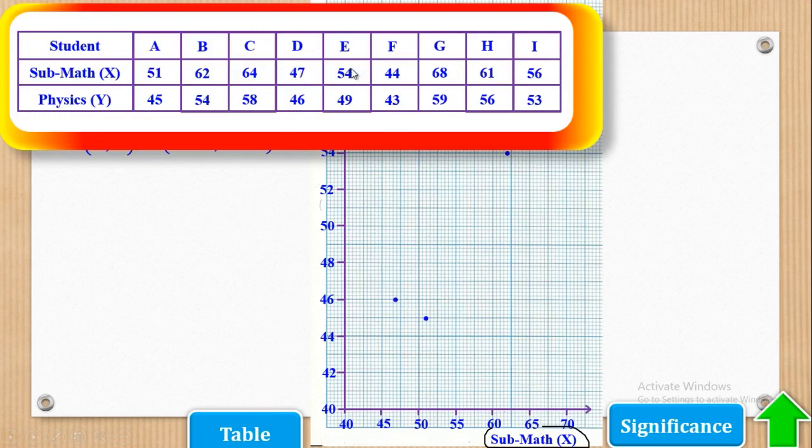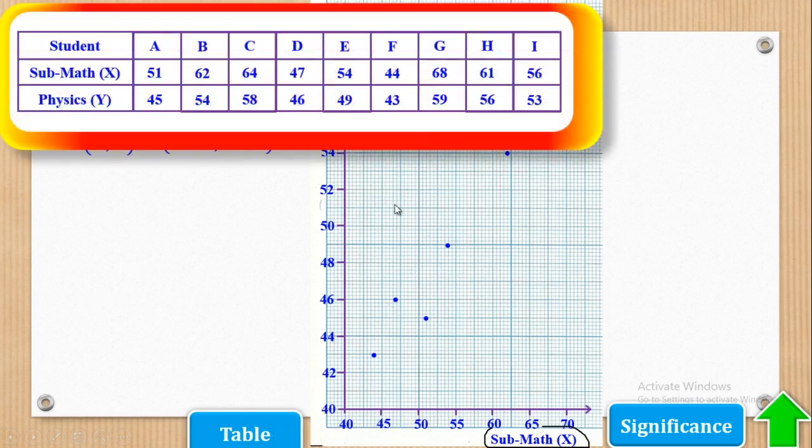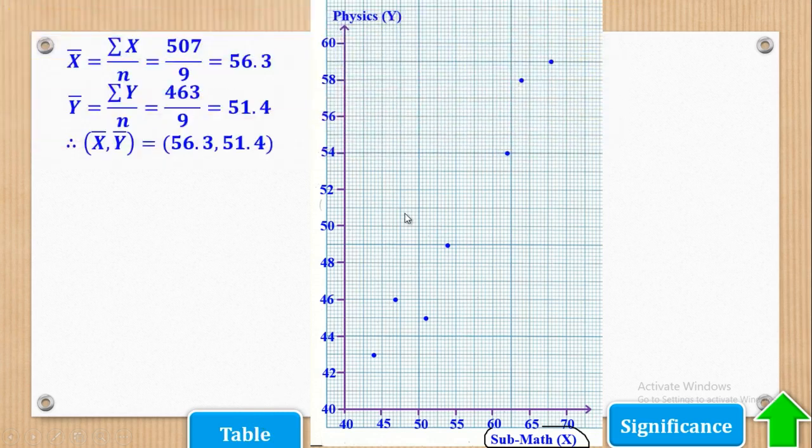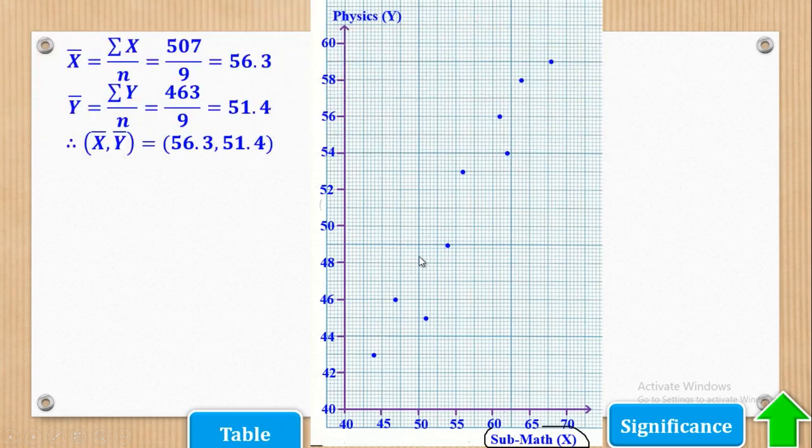Then next is 54, 49, which is that. Next is 44, 43, which is that. Next is 68, 59, which is that. Then next is 61, 56, which is that. Then next is 56, 53, which is that. So that is what we call the scatter diagram, but they told us to also draw a line of best fit.